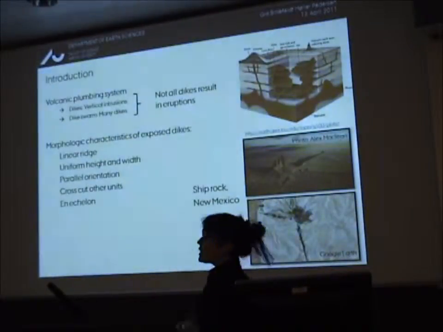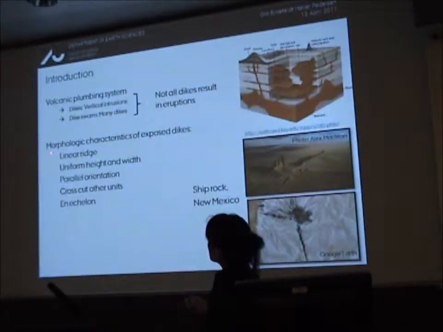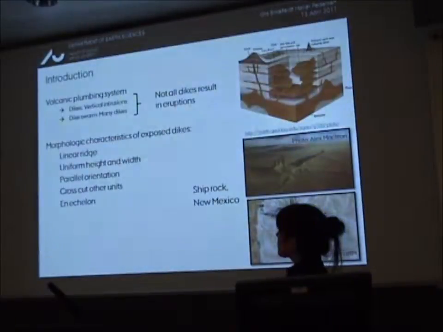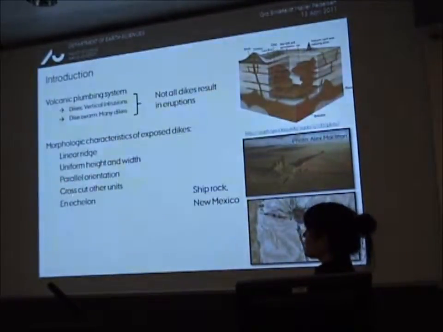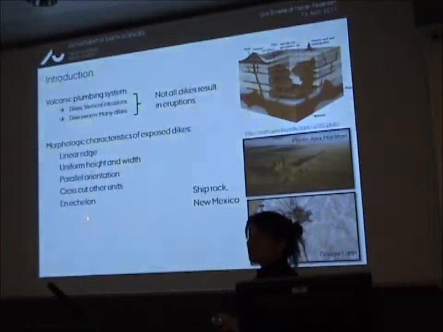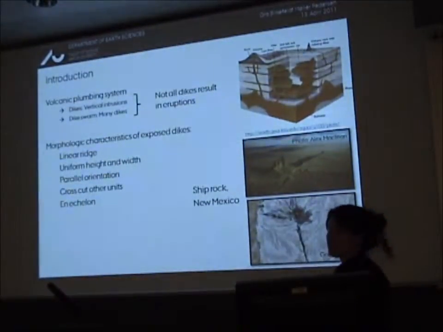So the morphology of exposed dikes is generally linear ridges, uniform height and width of the ridges, parallel orientation or radial in the case of this kind of feature. The ridges usually cross-cut other units and can be emplaced en echelon.